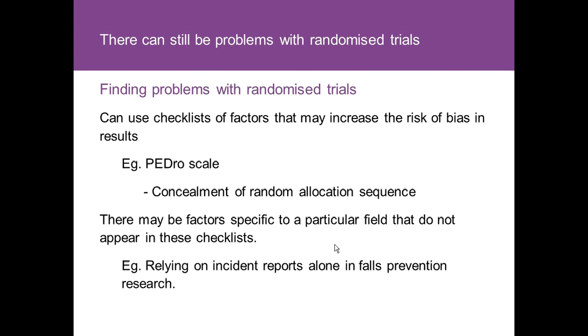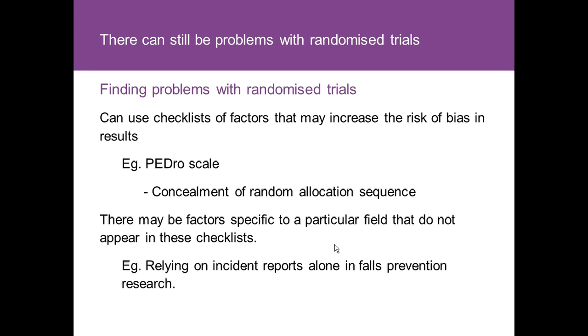Now, there can also be problems with randomized trials down to the next rung of level of evidence. There are many checklists available that can help you to understand whether there are factors that might predispose a study to having biased or confounded results. One example is the PEDro scale, and a particular item in that scale is whether there has been adequate concealment of the random allocation sequence from people recruiting participants into a trial. This is also a very important factor in the Cochrane Collaboration reviews of randomized controlled trial quality. Now, there may be factors specific to a particular field that do not appear in these checklists.